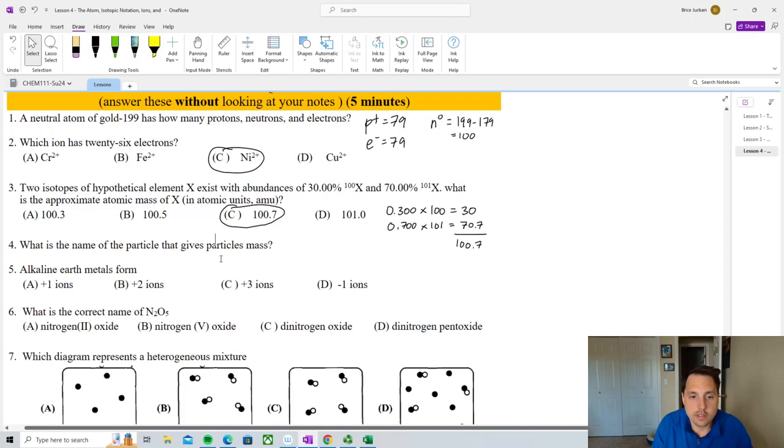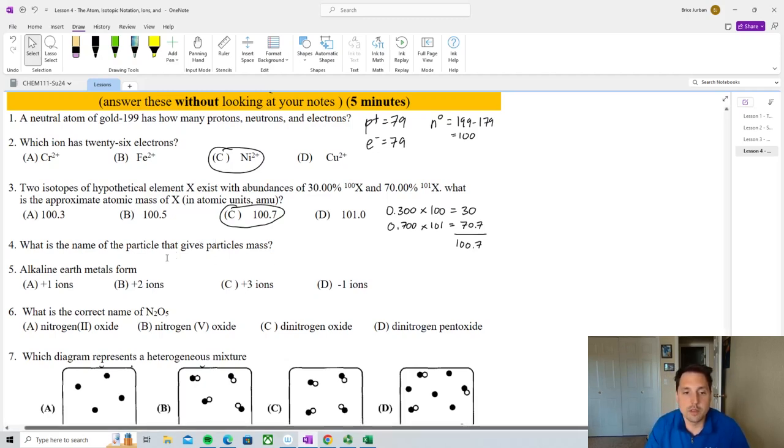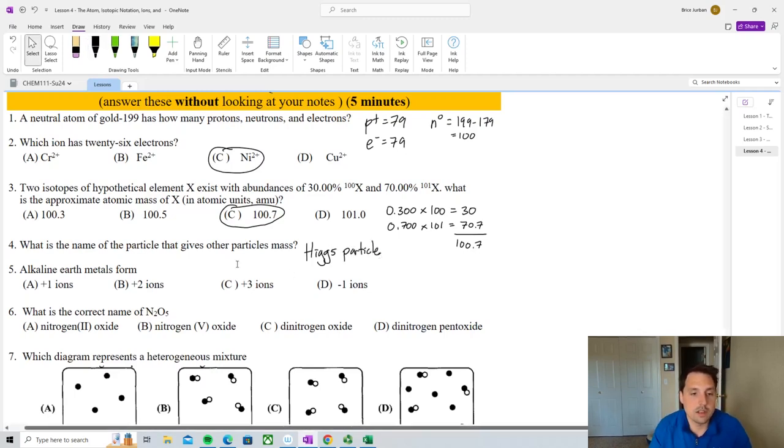The name of the particle that gives particles mass is kind of a tricky question, because you might have thought that it's the protons and the neutrons and the electrons, because they all give particles mass. But this is a kind of a tricky question. Name of the particle that gives other particles mass is really what I should say. And in this one, I'm looking for the Higgs boson. So that's a particle that I talked about in lesson 3 that gives other particles mass. But if you said the proton and the neutron and the electron, that's fine too.